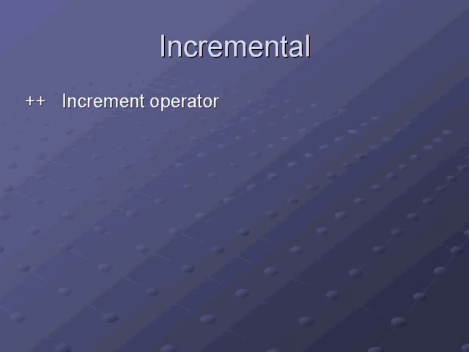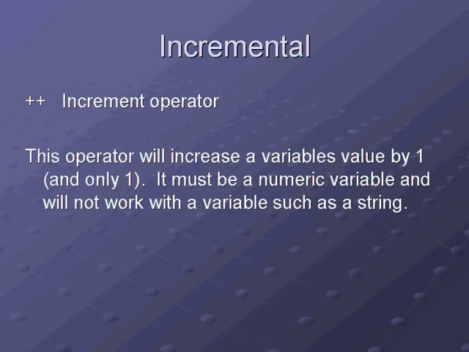The increment operator is denoted by ++, and as I said in the first tutorial, you'll eventually find out the joke on the C++ language, and here it is. The C language was obviously invented first, so the next generation of C technically was C++, one change from the C language. This operator will increase the variable's value by 1, and only 1. It must be a numeric variable that's using this operator, and it will not work with a variable such as a string.